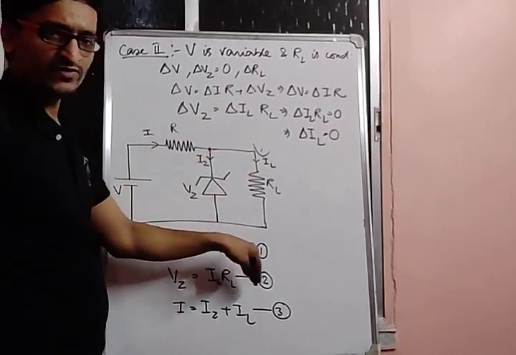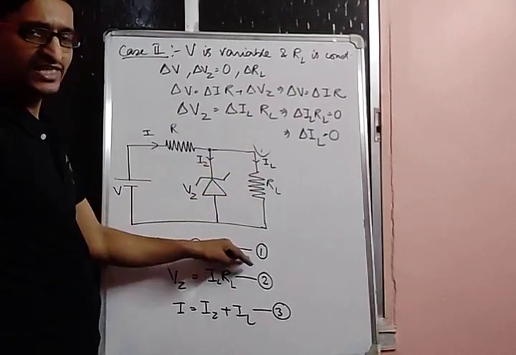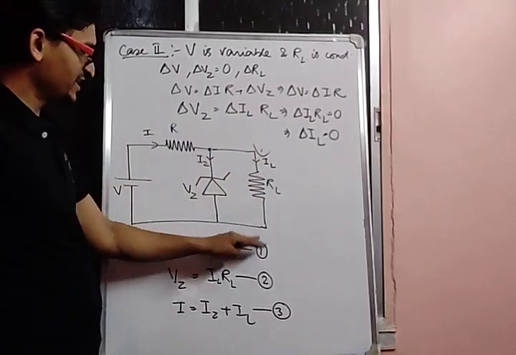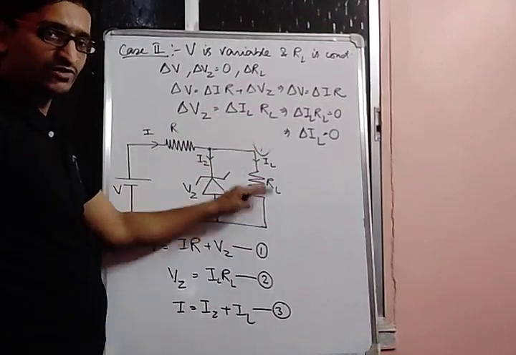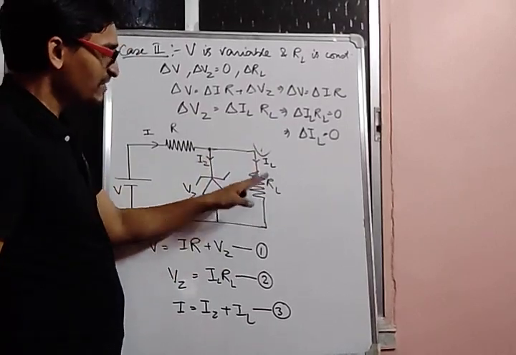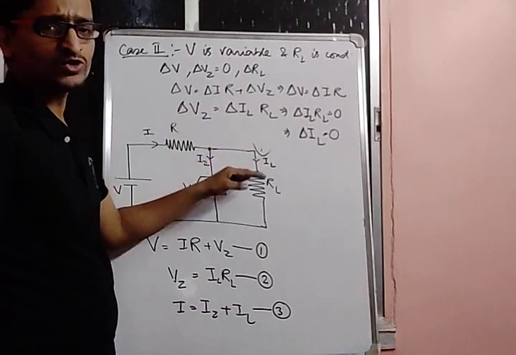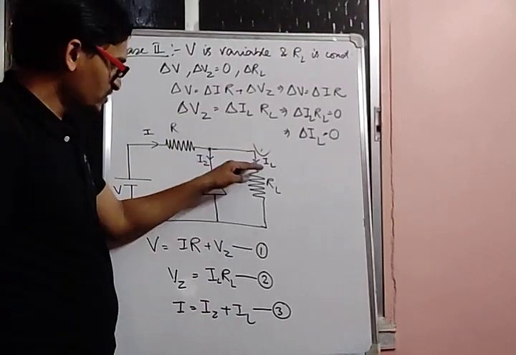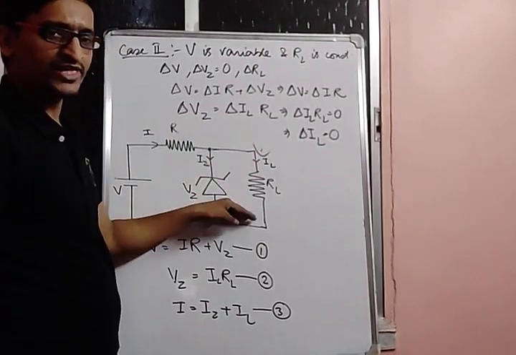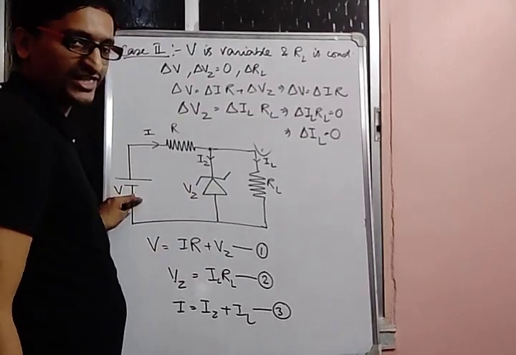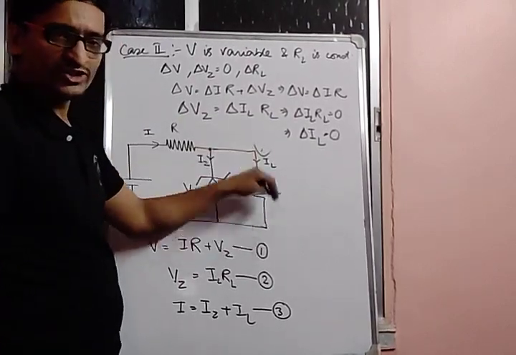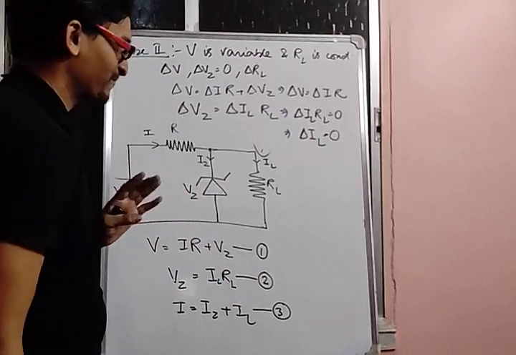So that means there will be no change in the current through the load resistance. As a result, the voltage drop across this load resistance also remains the same, because there is no change in the current flowing through this load resistance due to the change in the supply voltage.